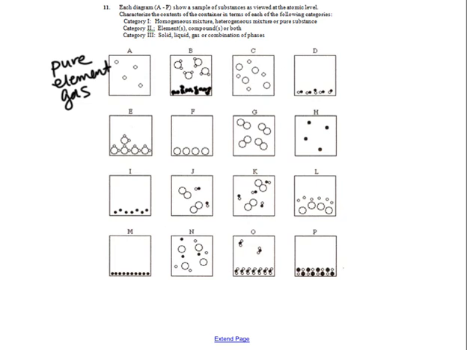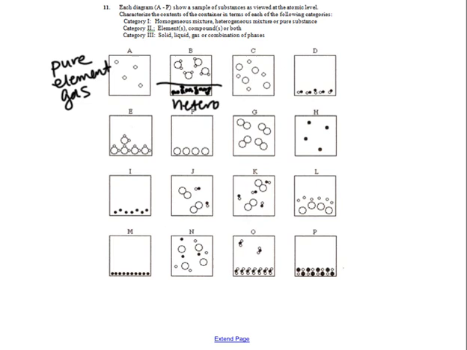Number 1, heterogeneous, homogeneous, or pure? This is definitely hetero. Why is it hetero? See this? The question you ask yourself is, could I mix that up a lot better? Yeah, you could. If you can mix it up a lot better, it's definitely heterogeneous.